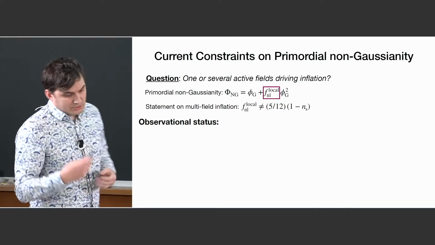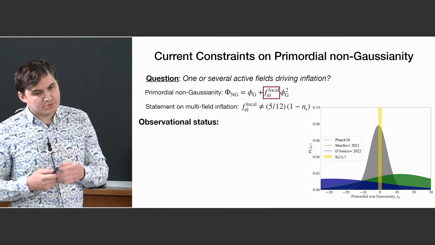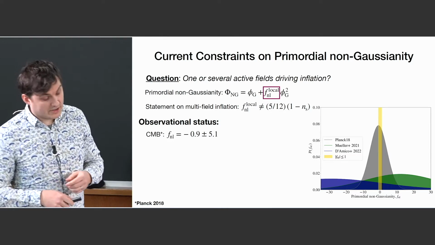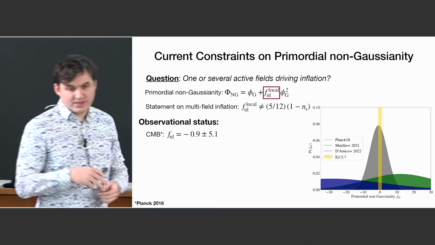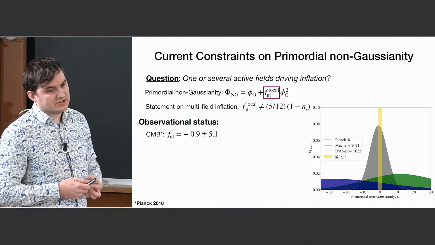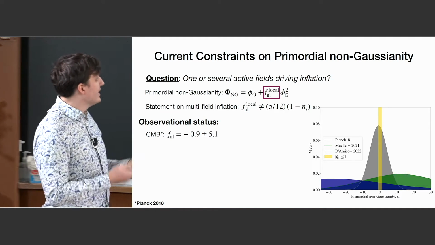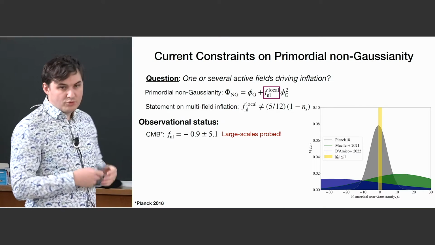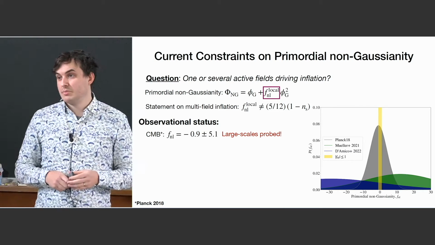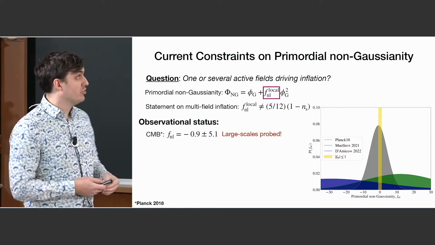To swing over to the observational status, I summarize the current results in this plot. We have the results from the cosmic microwave background in the center with the gray posterior, which has nicely constrained FNL down to the order of ±5. However, the issue is we've already probed the largest scales with the cosmic microwave background through Planck. This is where we get the most information to constrain primordial non-Gaussianity.